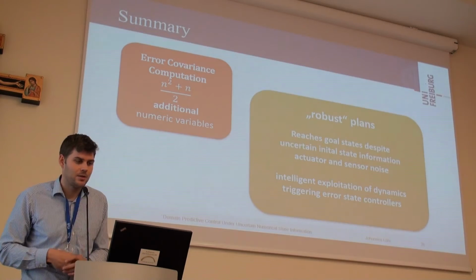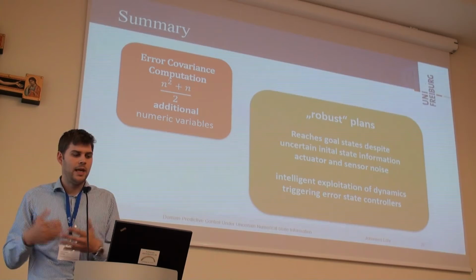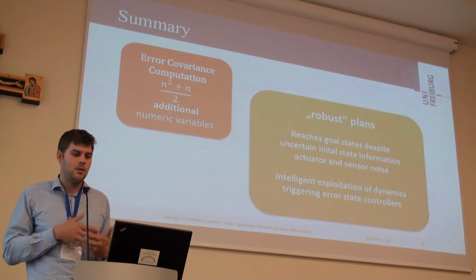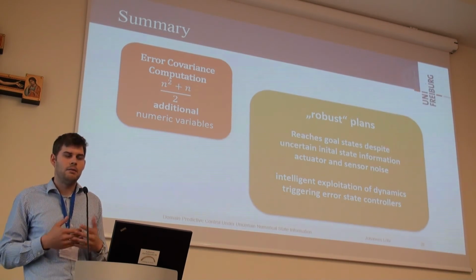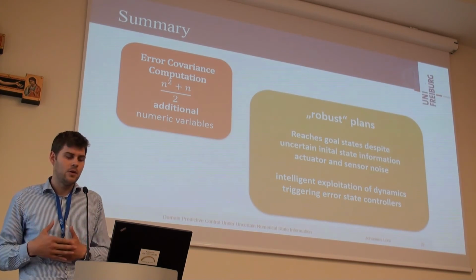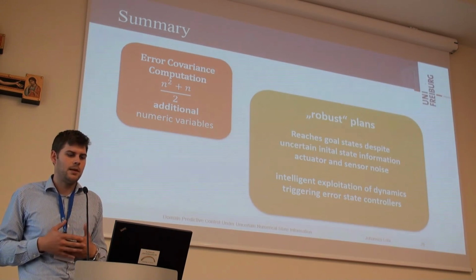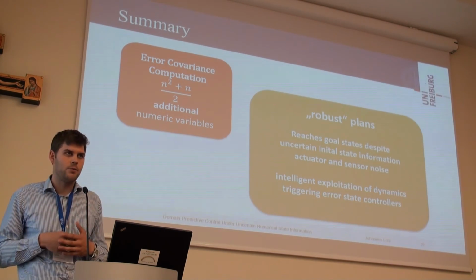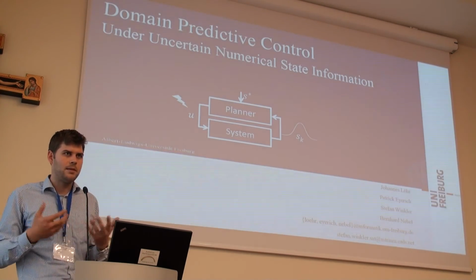Yes, this is already a summary. At the cost of the error covariance computation, which are basically n squared plus n divided by 2 additional numerical variables in our planning domain, we get robust plans which reach the goal state despite uncertain initial state information, and despite actuator and sensor noise. And we can achieve that goal by intelligent exploitation of the dynamics and by triggering on and off in between different error state controllers.